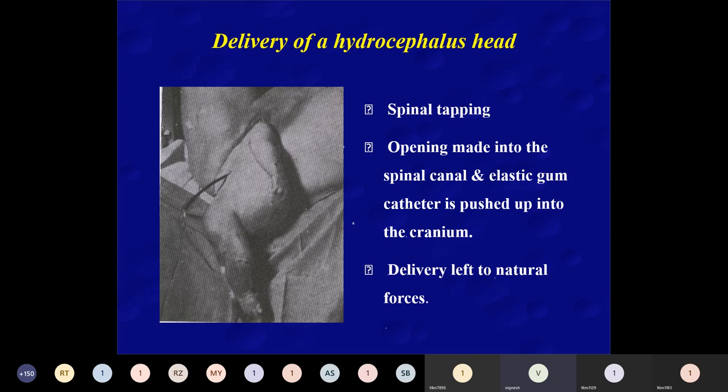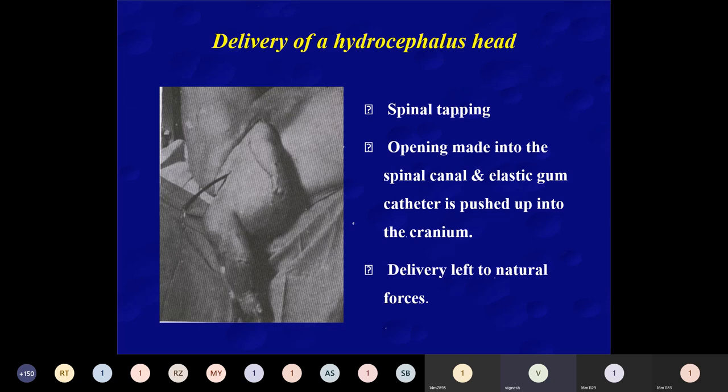So there what you have to do is, you can do a spinal tapping. Here we are not worried about the survival of the baby, we only want to give her a vaginal delivery. An opening is made in the spinal canal and an elastic gum catheter is pushed up to the cranium, and delivery should be left to the natural forces. Drain out all the liquor, and the head will shrink, collapse, and automatically it will deliver normally.